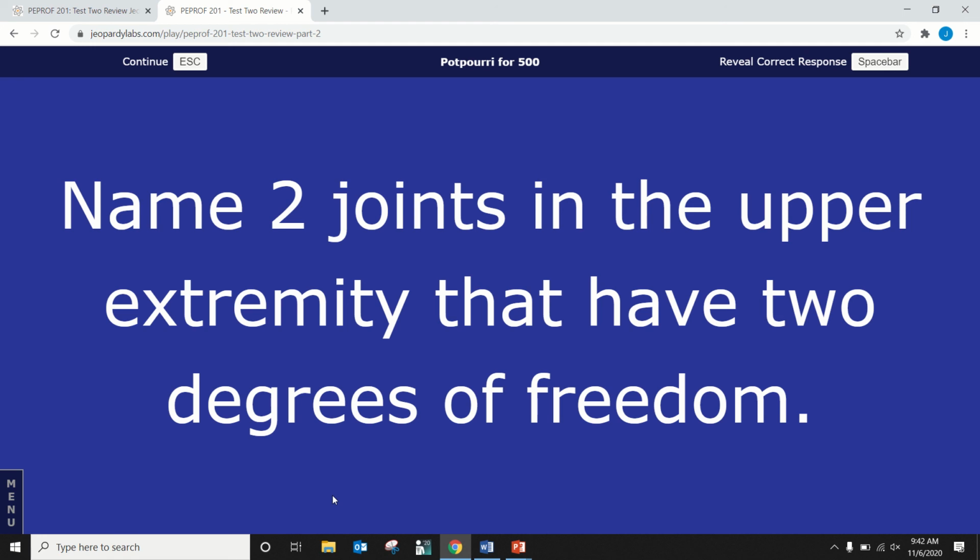plane. 1 degrees of freedom. The other 2 I can think of are in the hand, or 2 types. So you have the metacarpophalangeal in digits 2 through 5. So your knuckle.